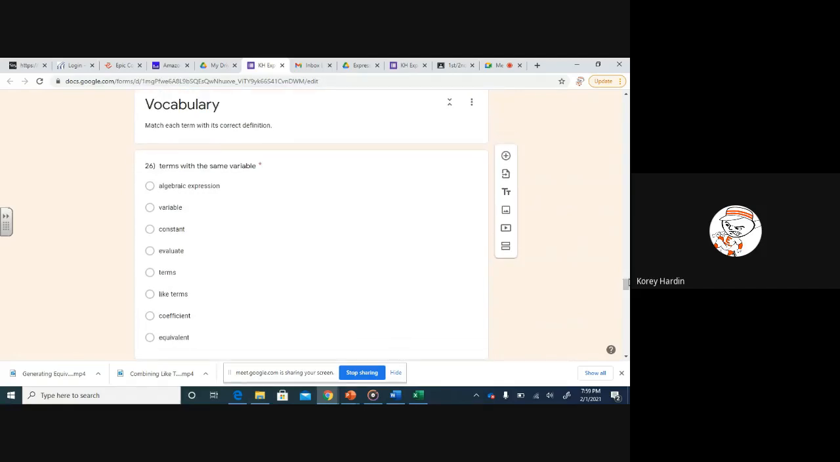All right, last section is going to be vocabulary. You're going to match each term with its correct definition. So I'm going to read you the definition and you're going to pick the term, okay? Number 26 is terms with the same variable. Your answer choices are algebraic expression, variable, constant, evaluate, terms, like terms, coefficient, or equivalent.